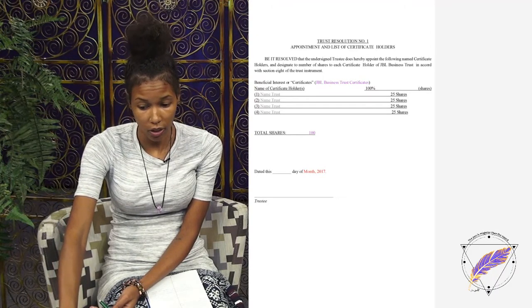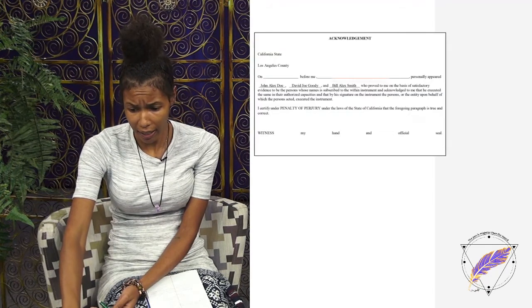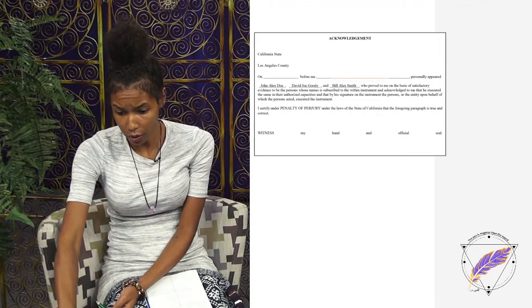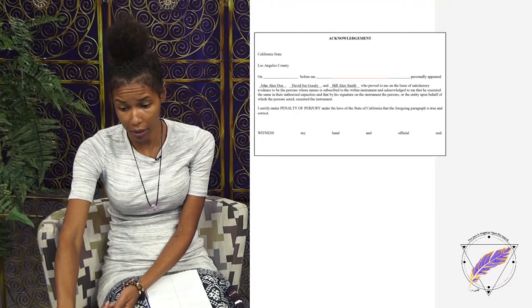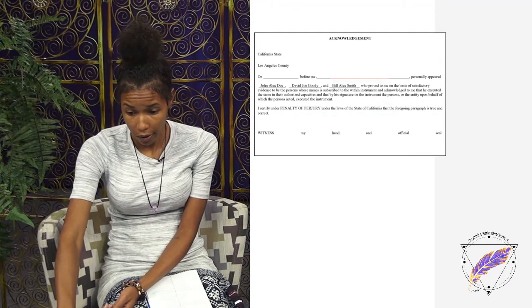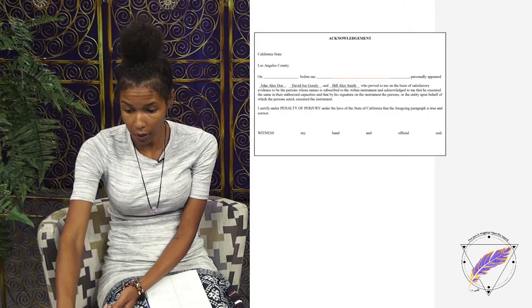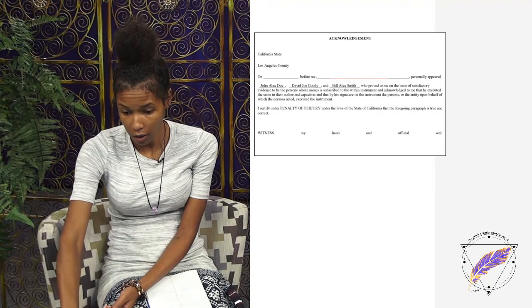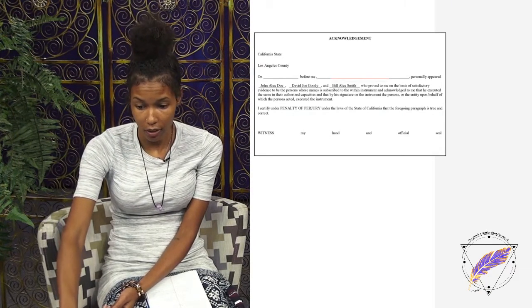Date it, the trustee will sign it. And then we have an acknowledgement on the last page, kind of self-explanatory. Insert your name after the 'before me.' You personally appeared before these 3 entities that created this trust, who provided me, the witness, and then sign it. And there you have it. That is the Foreign Situs Trust.